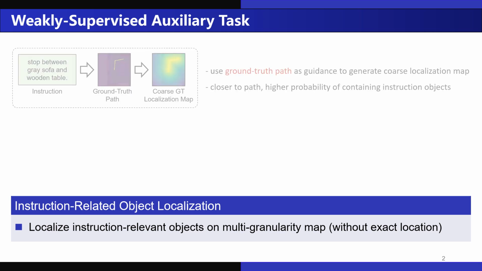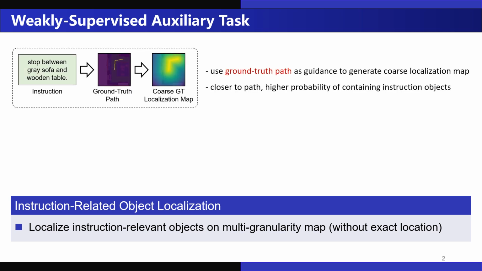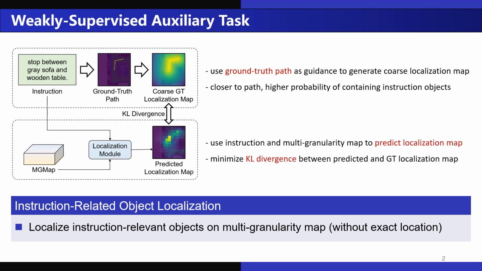To make the multi-granularity map better represent instruction-relevant objects, we propose a weakly supervised object localization auxiliary task. Because we do not know the exact location of instruction objects, we use the instruction-relevant path as guidance to generate a coarse location ground truth. We feed the instruction and multi-granularity map to an object localization module to predict the location of instruction-relevant objects. And the training objective is to minimize KL divergence between predicted and coarse ground truth localization map.